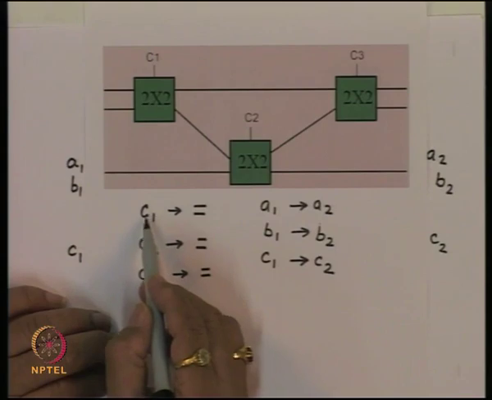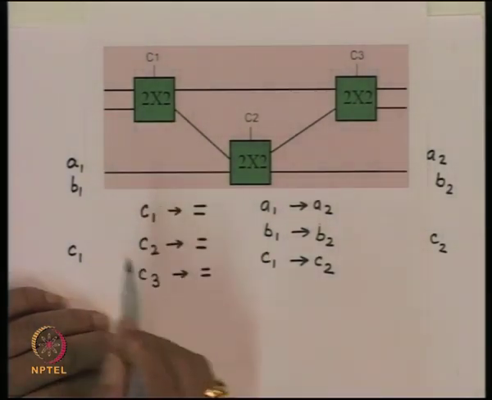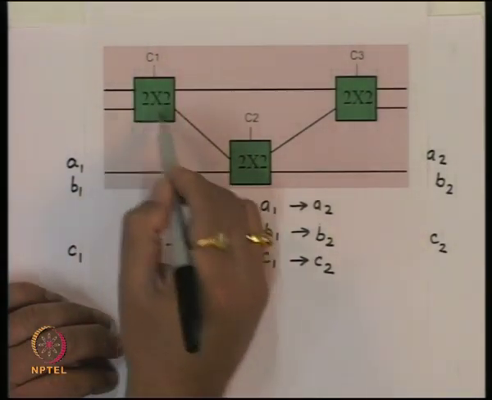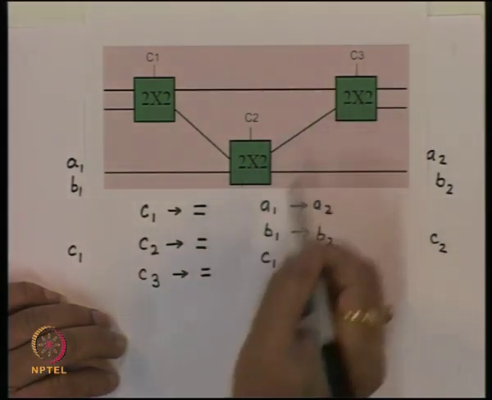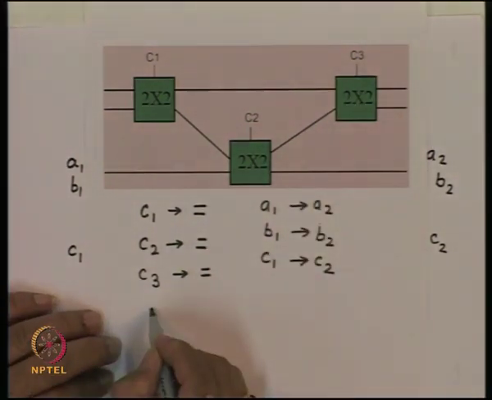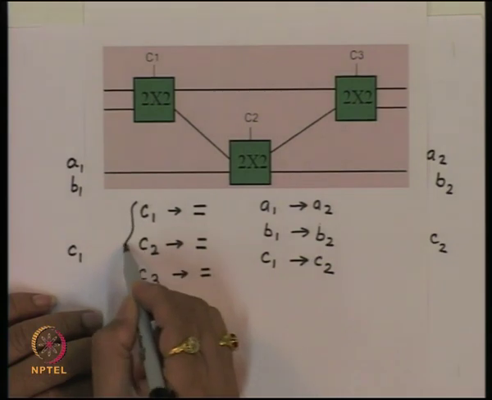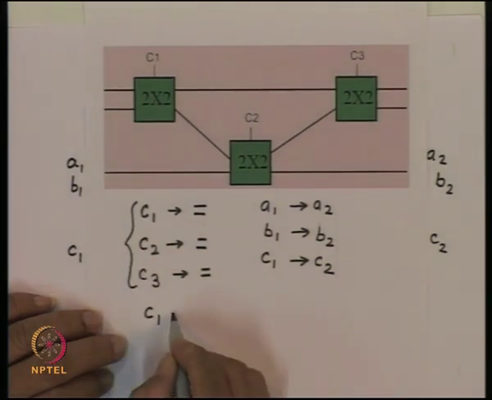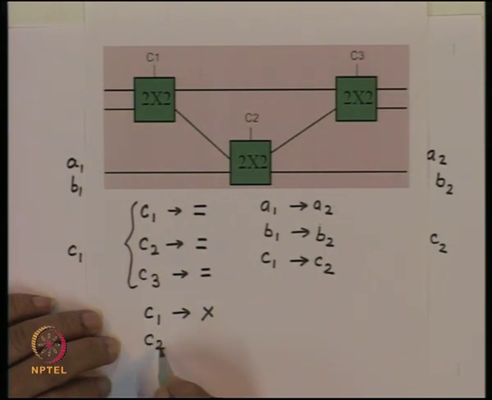Suppose we take C1 in the cross state. So I apply control signal to this so that it goes into cross state and these two still remain in the bar state. So this is one possibility. So C1 is in cross state, C2 is in bar state and C3 is in bar state.